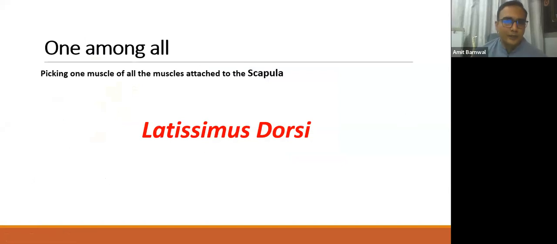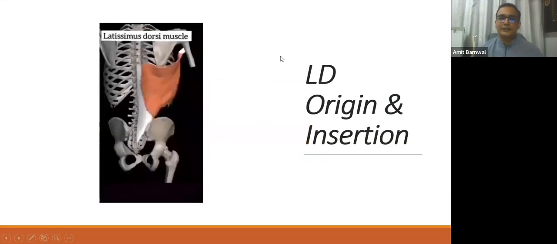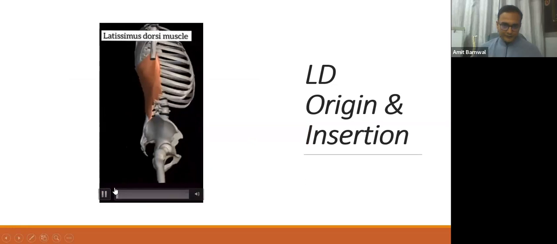Deliberately, I picked one muscle from among all the 17 muscles attaching to the scapula. Why I picked this muscle, I will explain. I have a small video for the latissimus dorsi. Just look at the video first, then I'll explain. This is a triangular, flattened muscle with a lot of attachments, originating from the mid thoracic region down to the sacrum.